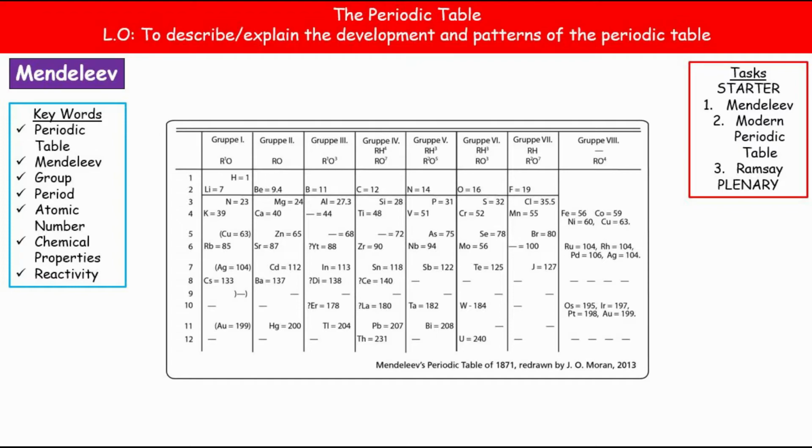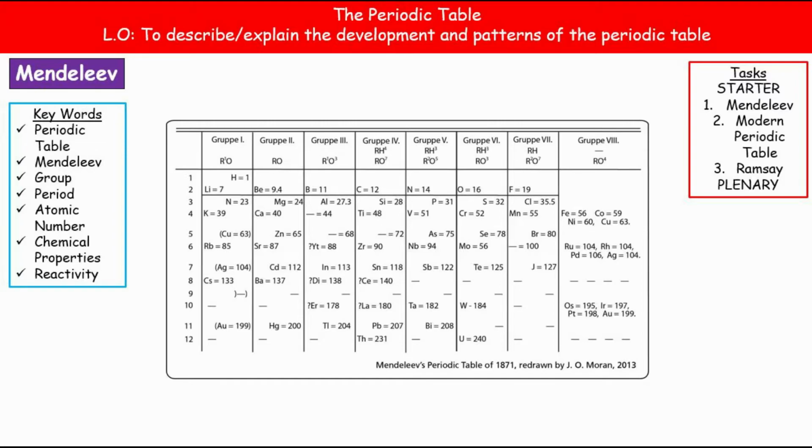Now, this is what the periodic table that he created looked like. So you can see there that it's the one that he created in 1871. Now, what we can see, we do have our groups at the top, so that's as we expect it to be. So our groups are these columns that we have.